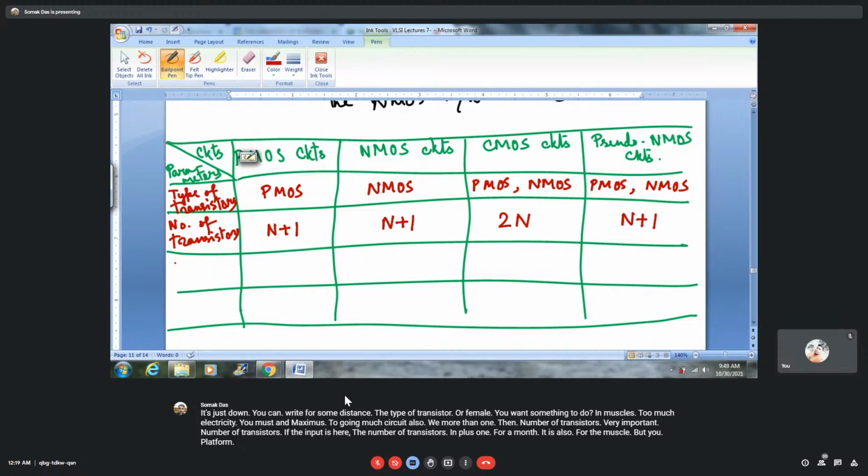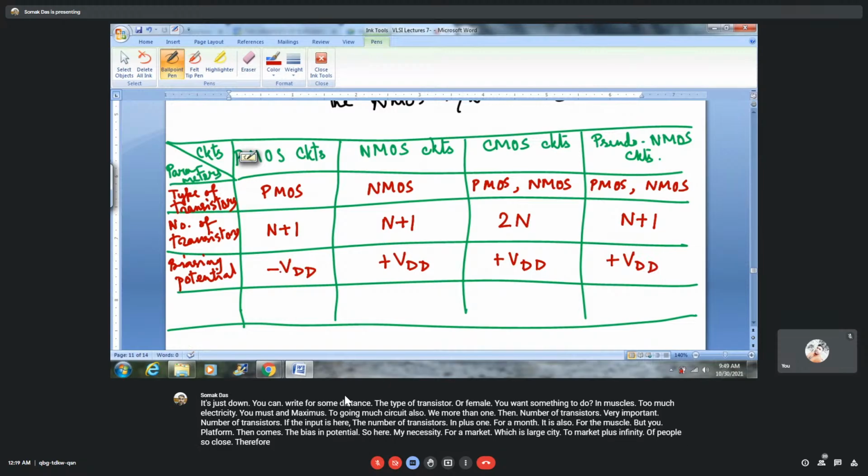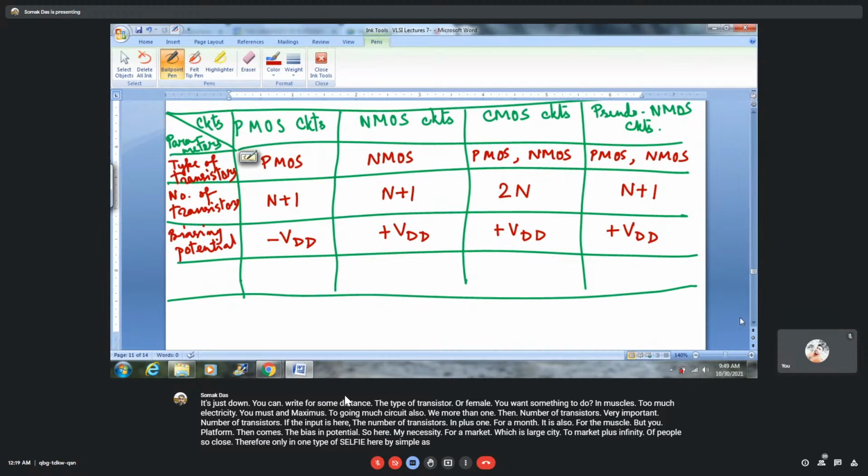Then comes the biasing potential. So here for PMOS circuit, it is minus VDD. For NMOS circuit, it is plus VDD. For CMOS circuit, it is again plus VDD. For pseudo NMOS circuit, it is also plus VDD. Therefore, only in one type of circuit we are using biasing potential as negative.